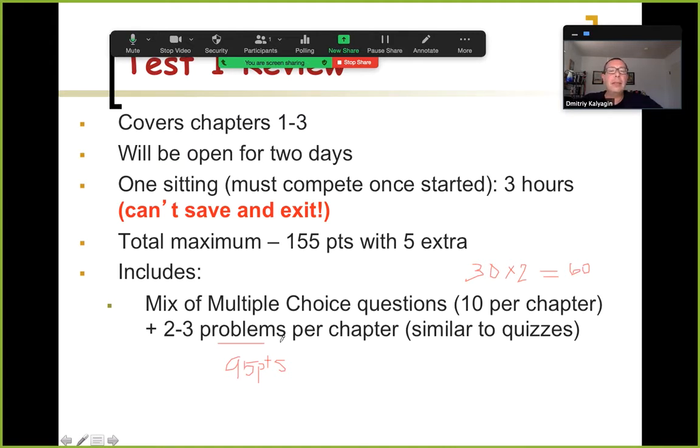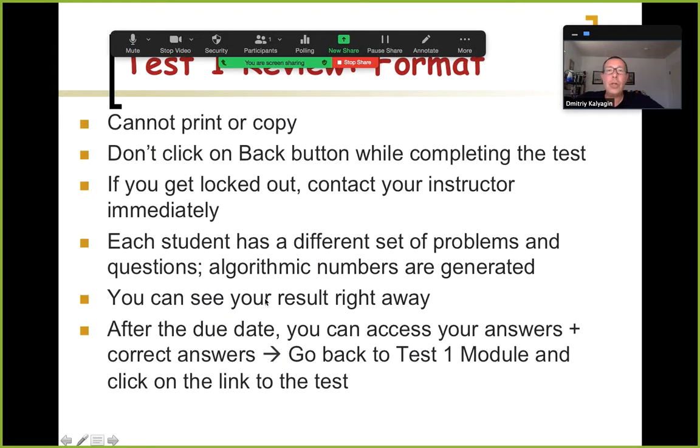Your problems will be very similar to the ones you saw and solved in your quizzes. So they will be kind of shorter, more manageable than some of your homework, but they will also have algorithmic numbers. So every student will have a different set of problems, and even if the problems are similar, their amounts and solutions will be different. So these are general rules. You cannot print or copy the test.